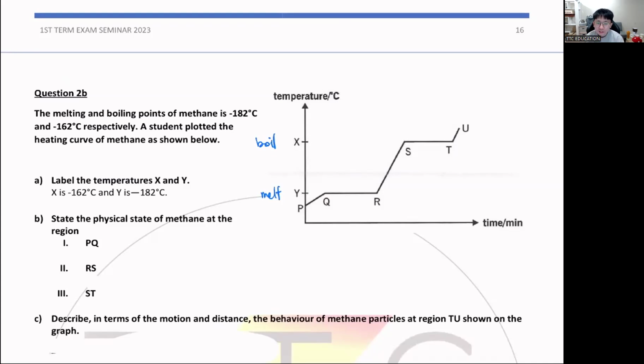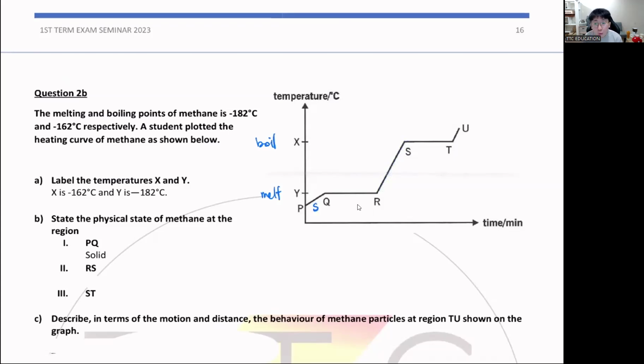Okay, state the physical state, which is why I want to say where is melting, where is boiling. Guys, PQ is the stage before the melting point, right? So before melting, what physical state? Solid, liquid, or gas, right? So PQ before melting must be solid, no? Okay, now, during R and S, let me give you an idea first. PQ is solid, but when you hit Q, is where the process starts to melt.